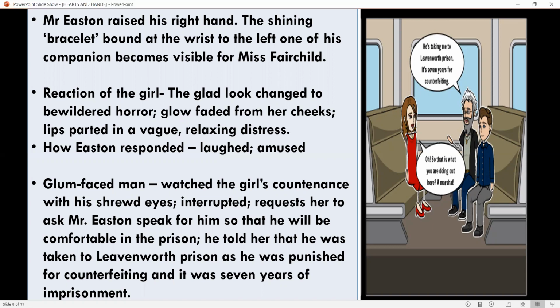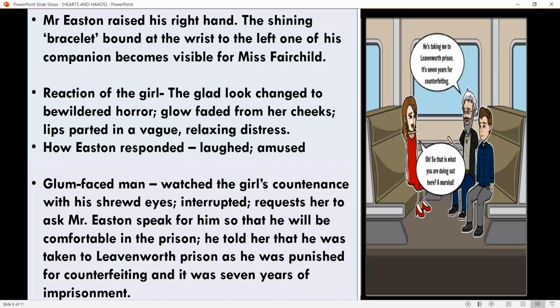Okay, there are so many points here. He slightly raised his right hand. Note that Mr. Easton is raising his right hand, and what could be found there? Of course, the shining bracelet. This phrase is ironical because it's not actually a bracelet, right? That's why it is put in inverted commas there. It is not a bracelet, it is a handcuff. And his right hand is handcuffed with the left hand of his companion. Note this, this is very important.